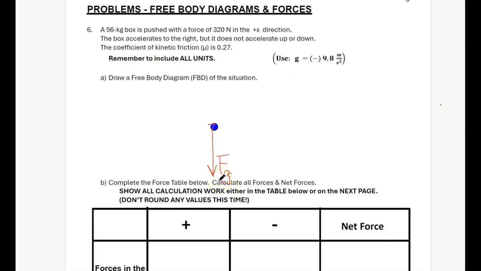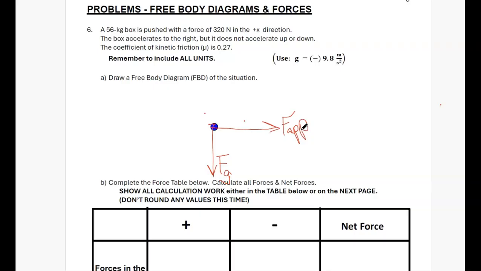There we go. And we are told that it's being pushed. The box is being pushed with a force in the plus x direction. Well, that's an applied force to the right. We have an applied force to the right.